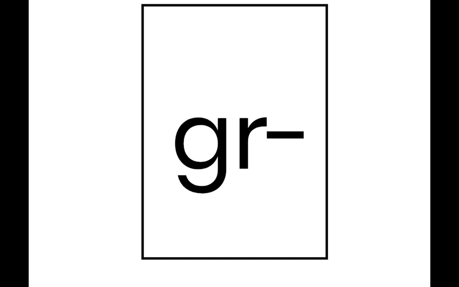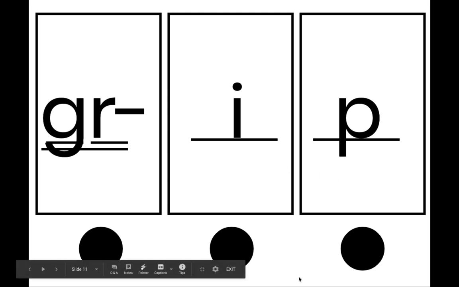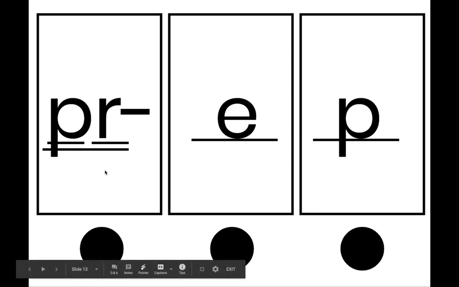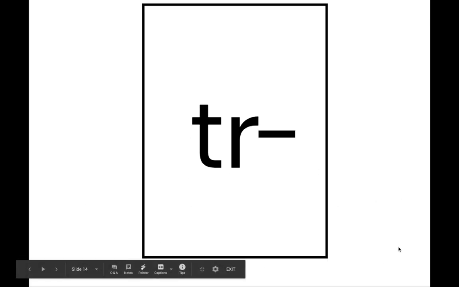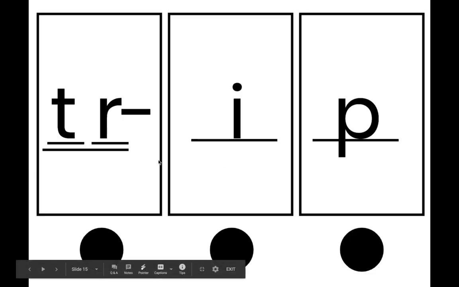Gr, ip, grip. So think about the 2 ways that you can do it: each sound by themselves, or as an onset and rhyme or word family. Prep, prep. Trip, trip.